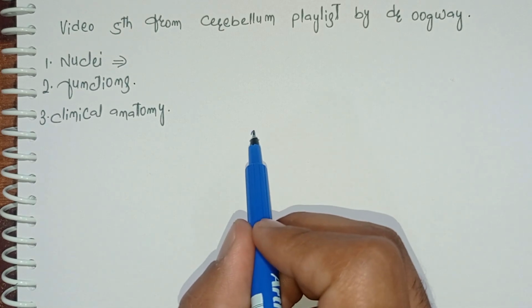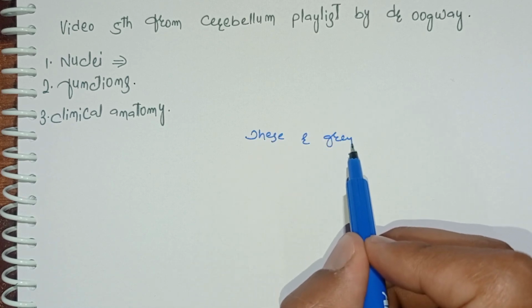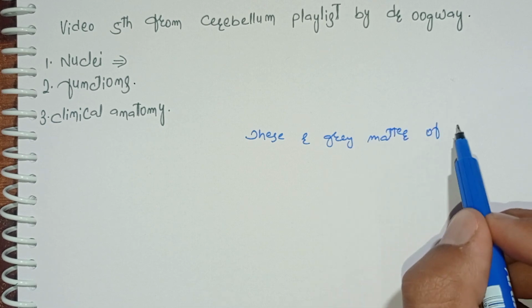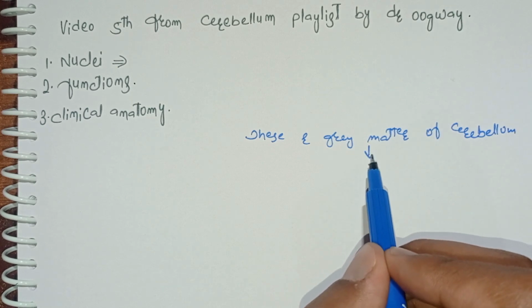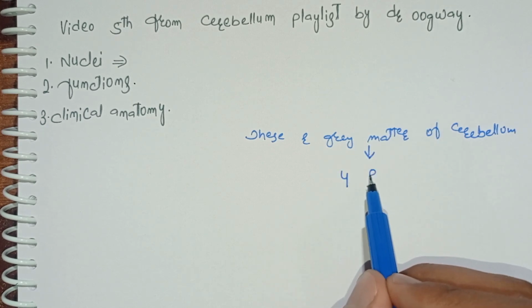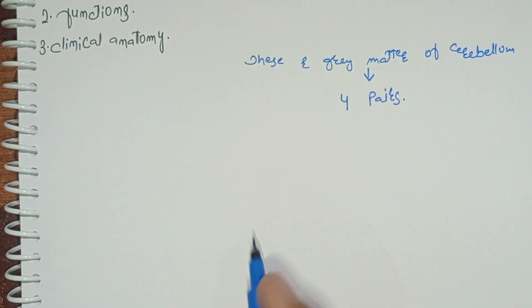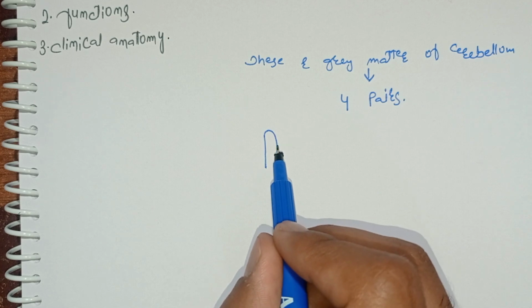So let's begin with the nuclei of the cerebellum. What are nuclei? These are the gray matter of the cerebellum, and these are four pairs. So let's draw the diagram to learn these four pairs of nuclei.